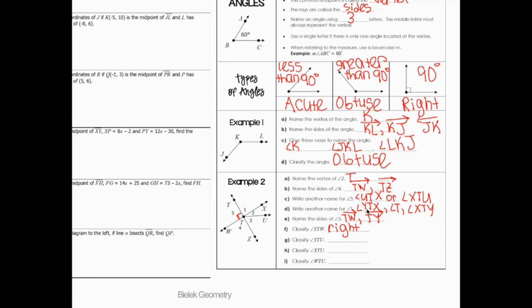Classify angle YTU. So that's angle 1 and angle 2 combined. So that is greater than 90 degrees, so that's obtuse. Classify XTU. So that's just angle 2, which is tiny. So that's acute. And then WTU, so that includes angle 3 and 4, which is greater than 90 degrees, so it is obtuse. So that is it as far as that page. Continuing on to the next page.